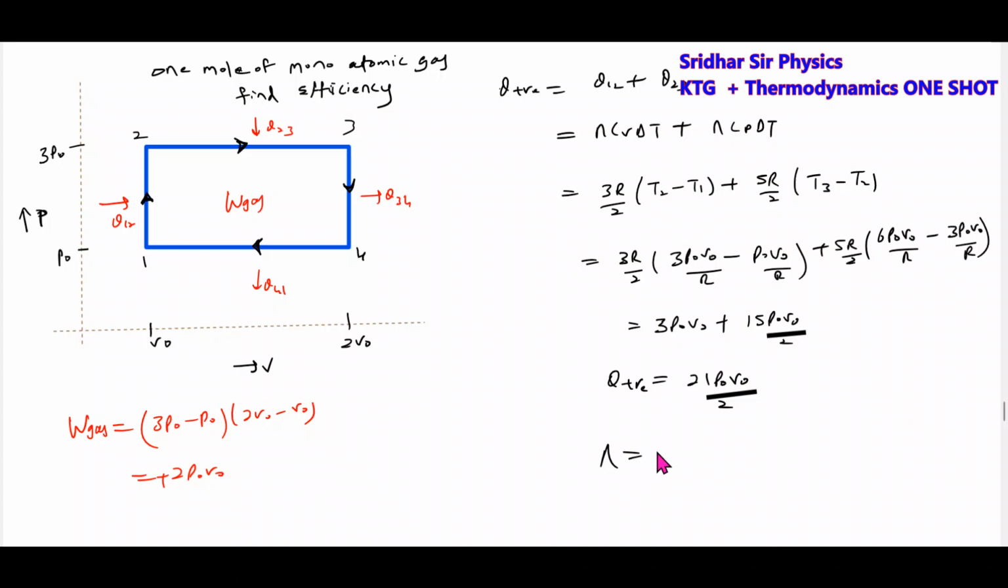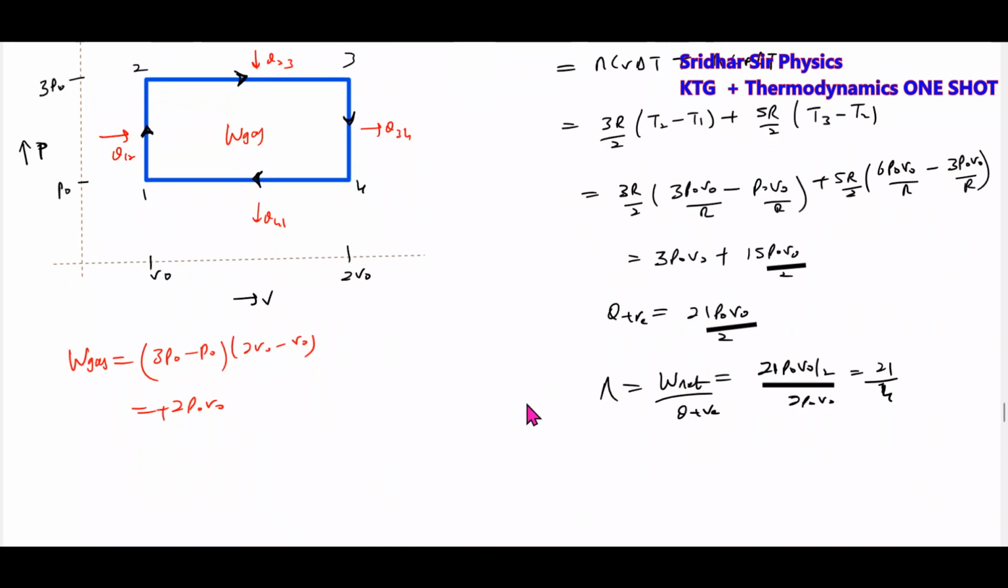So the efficiency is defined as net work done by Q positive. So 21P0V0 by 2, divided by 2P0V0. So 4 by 21. It will be less than 100%. This is one way of calculating the efficiency.